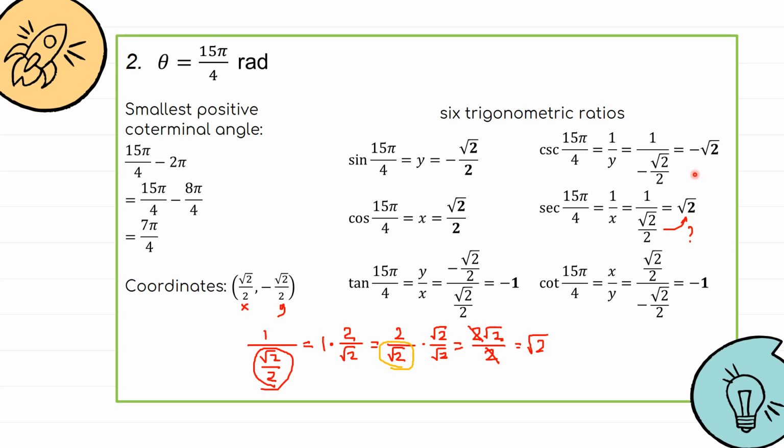And the same thing with cosecant 15 pi over 4. Hindi ko na uulitin. Same process lang din yan. So the answer here is negative square root of 2. So that's it for your module 1.